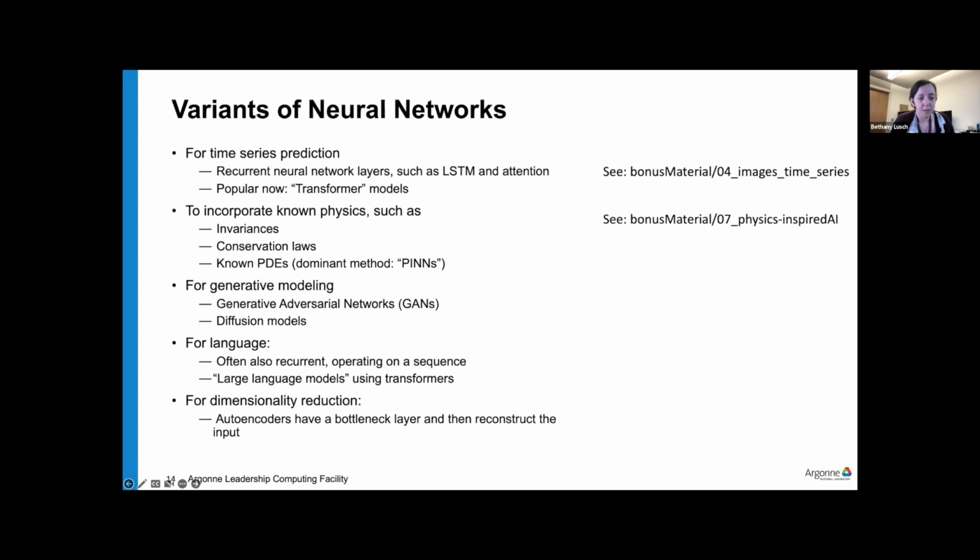And for dimensionality reduction, one approach would be an autoencoder. Autoencoders have outputs that match the input. The input to your neural network should be the same as your output, which sounds trivial, except that typically you do something like have a layer in the middle that's small. So that's forcing the neural network to find a low dimensional representation and then reconstruct the full dimension.